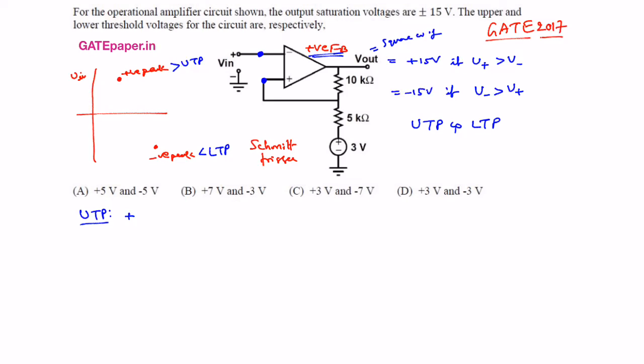Okay, upper threshold point is the input voltage at which the output makes a transition from plus VCC to minus VCC as the input voltage is increasing in the forward direction. Now we will see that graphically.